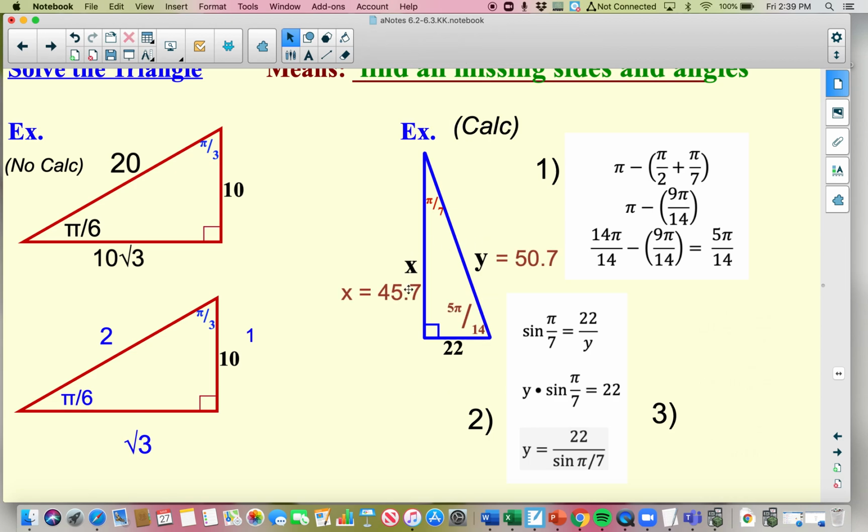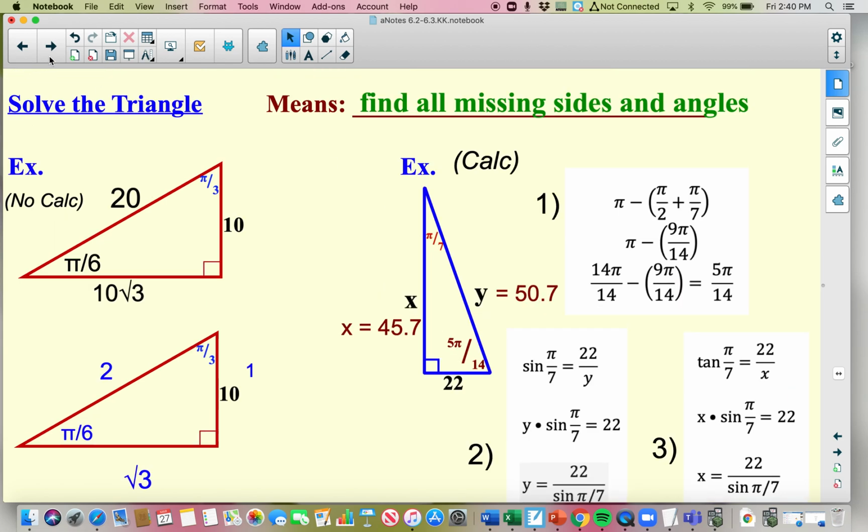Then to find x, there's all the answers. But to find x, it's really the same exact thing. So I just use the same angle of pi over 7, and I use the tangent because tangent is opposite 22 over adjacent, which is x. And then I multiplied the x over and divided by the tangent of pi over 7 to the other side, put that into my calculator, still in radian mode, and I got x is 45.7, y I got to be 50.7, and then I talked about how to find the angle of 5/14 pi. So there you have an example of solving a triangle. No different than what you've done before, except you have to think in a different mode now, radians.